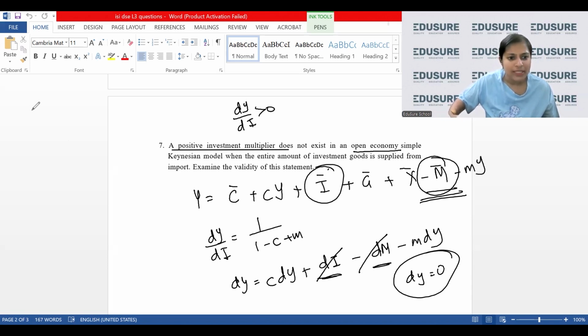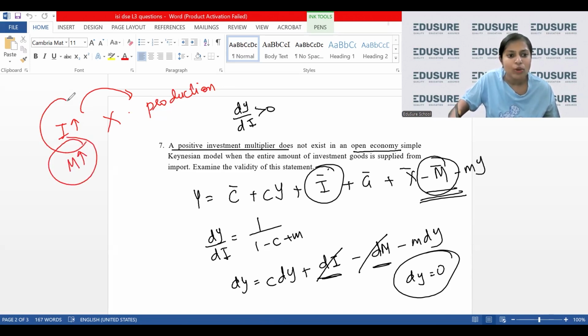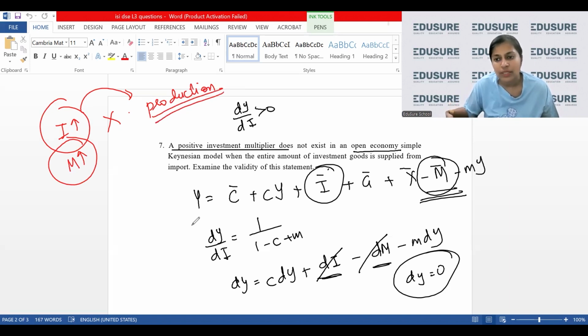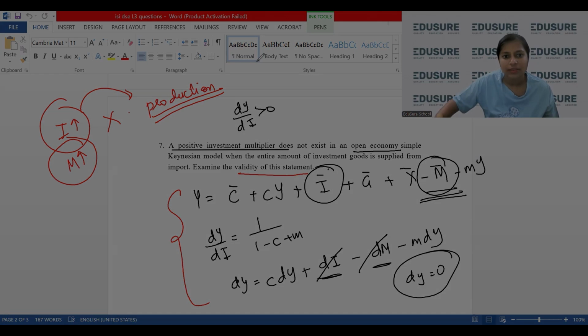So which means that if investment is increasing, but it is not leading to any increase in production. What is GDP? GDP measures production. What was the production in a particular year? But there is no increment in production, because if you're increasing investment, you're just increasing imports. So there is no increase in production, so there's no increase in GDP. And if there's no increase in GDP, then there is no multiplier effect. Okay, so this statement is true, and this is the proof of that statement.